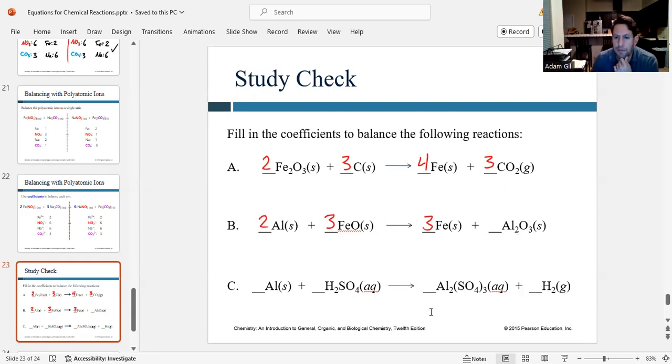And then for the last one, once again, let's start with the most complicated compound. This looks pretty complicated to me here, this aluminum sulfate. And we see that there's 3 sulfates. So I'm going to put a 3 here to balance the sulfate. And the 2 aluminums, I'm going to put a 2 there. Now, when I put the 3 here in front of the H2SO4, that gives me 6 hydrogens. So I'm going to come back and put a 3 here to give me 6 hydrogens. And we should be balanced.